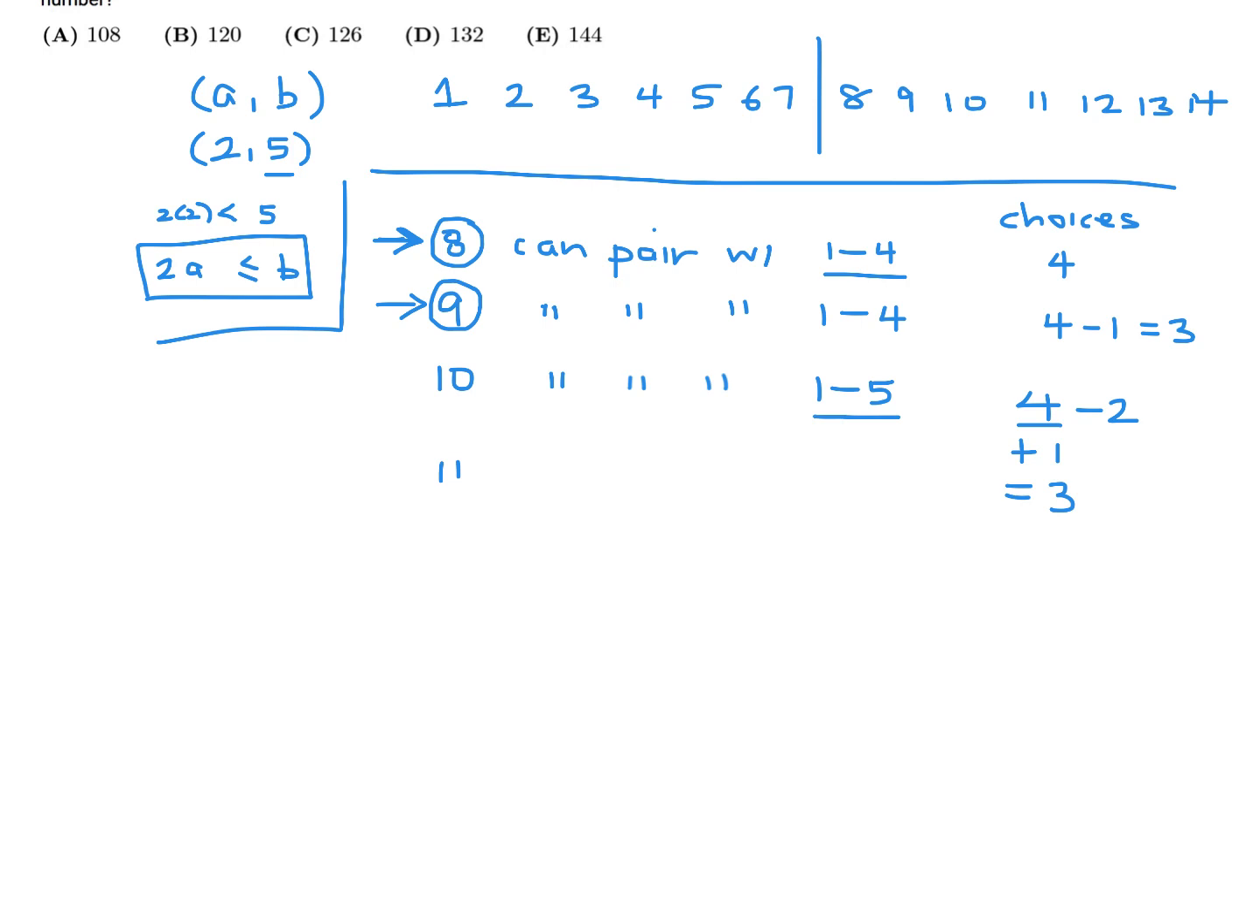Okay, now we're up to 11. 11 can pair with, very similarly, 1 to 5. Of the numbers 1 to 5, we've already chosen one for the 8, one to pair with the 9, and one to pair with the 10. So those 3 choices are gone, which leaves only 2 left. You got it? And then 12 can pair with anything from 1 to 6, but I'll just write 1 to 5 to make it less confusing. From the 5 numbers 1 through 5, we've already chosen 4 to pair with the 8, the 9, the 10, and the 11.